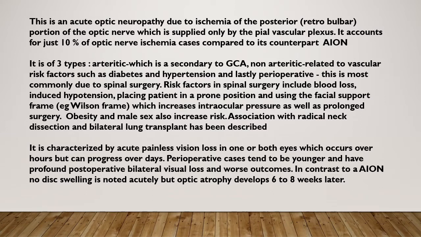It is of three types: arteritic, which is secondary to giant cell arteritis; non-arteritic, related to vascular risk factors such as diabetes and hypertension; and lastly, perioperative. This type is most commonly due to spinal surgery.